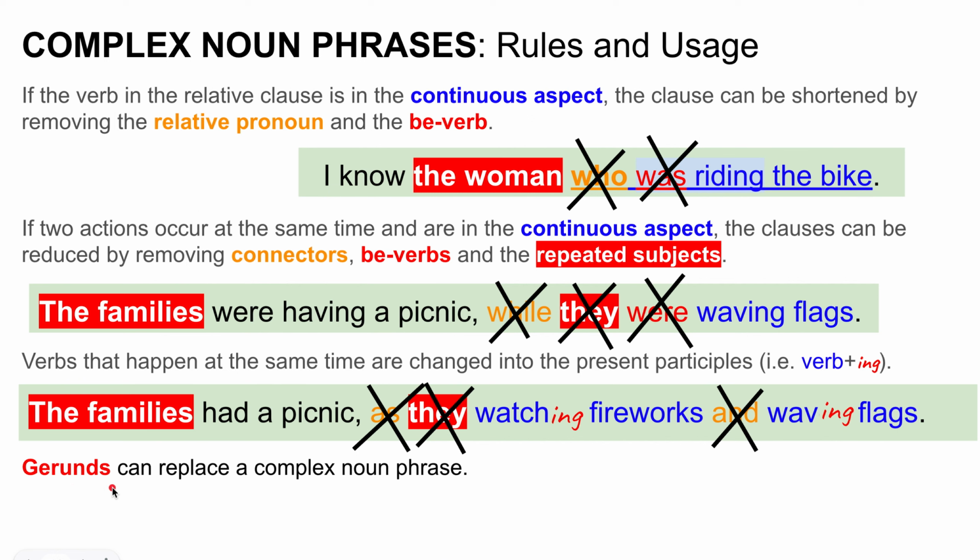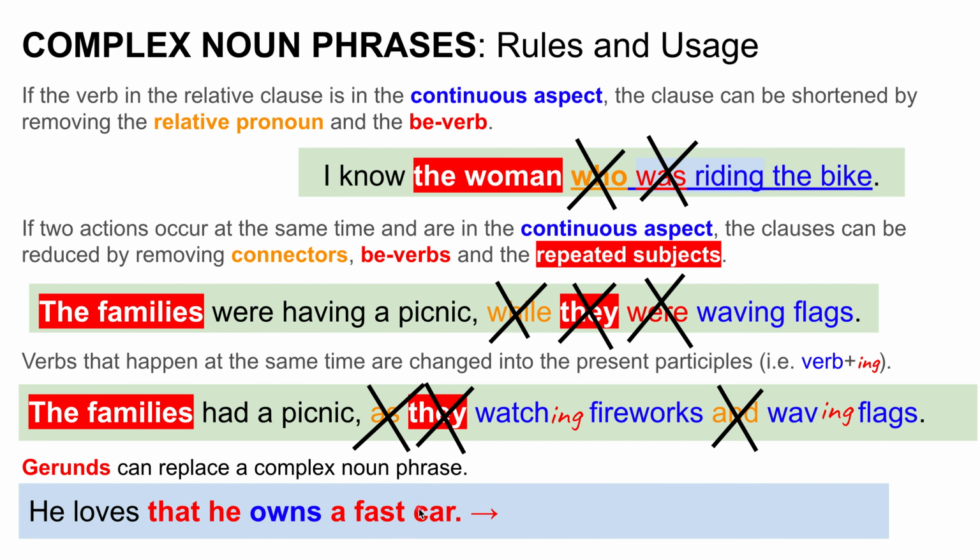Lastly, gerunds can replace complex noun phrases. He loves that he owns a fast car can be he loves owning a fast car.